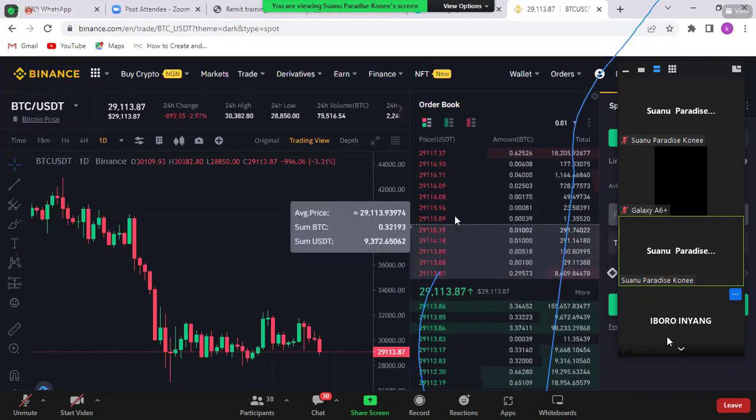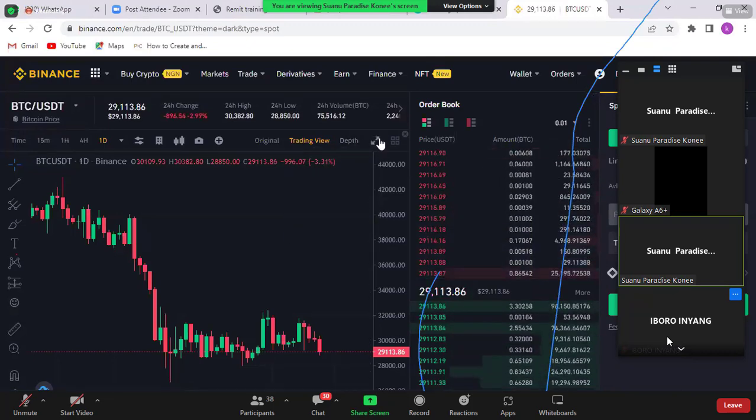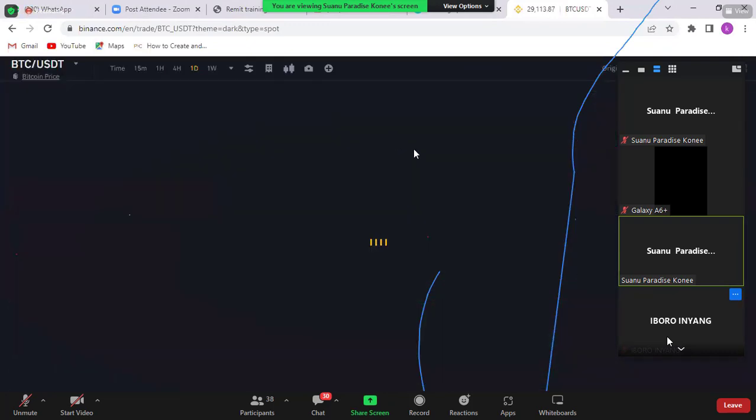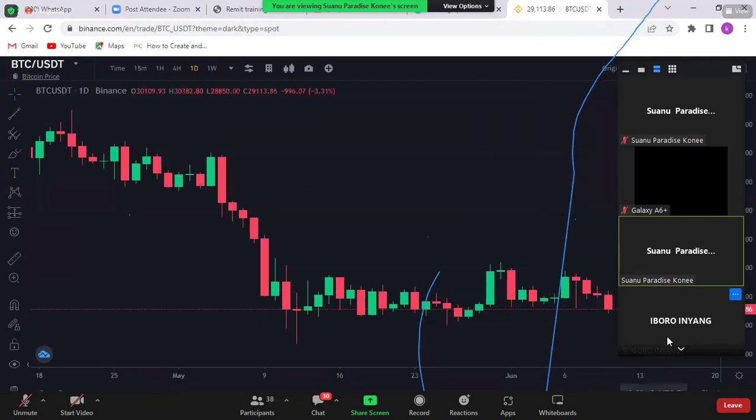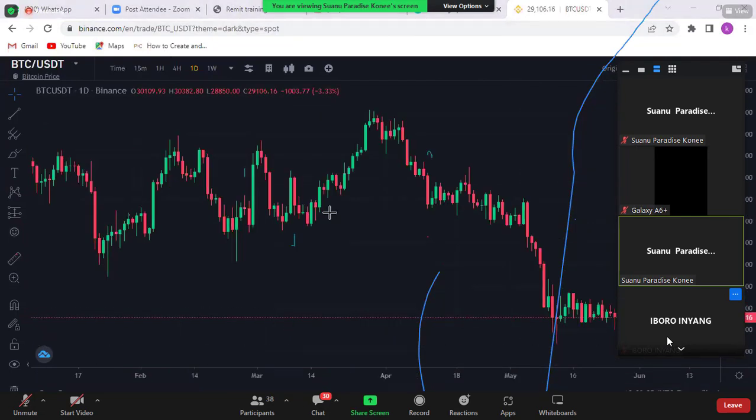Now, remember I told us I will be showing us a simple trading strategy, right? This is what a simple trading strategy is. Please let me make this clear.